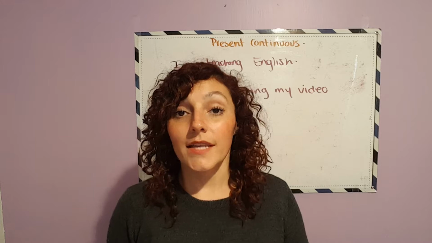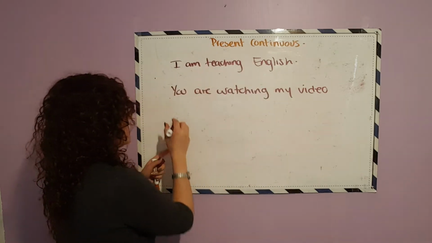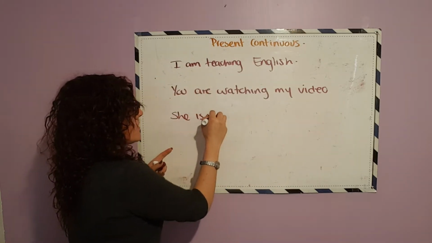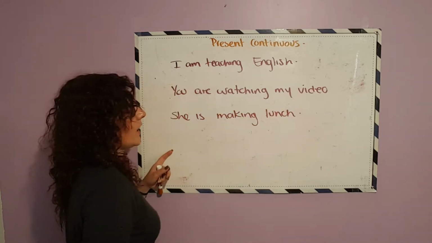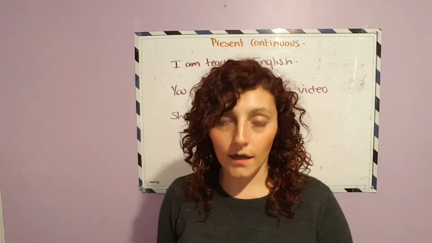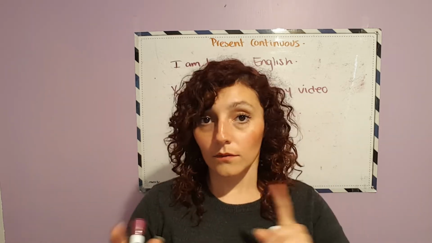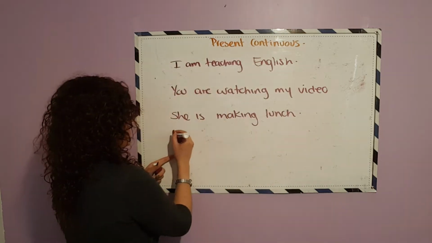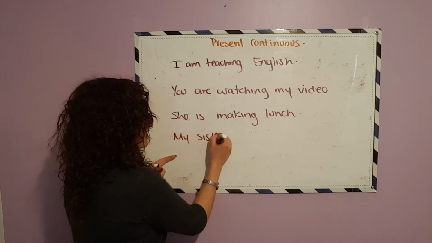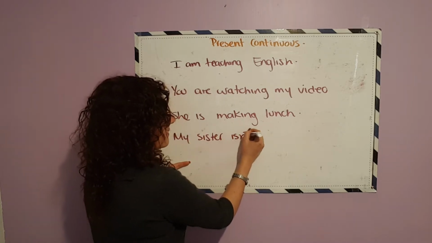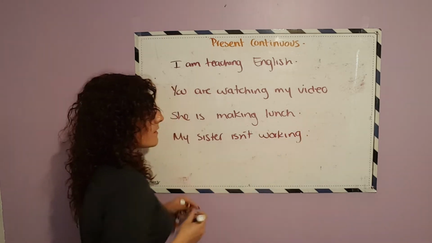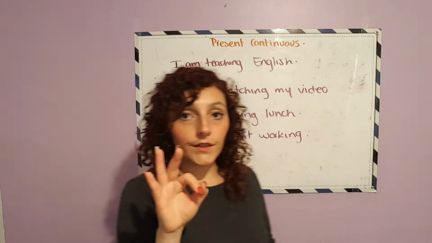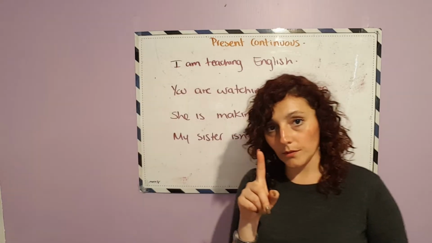And my mother is in the kitchen. At this moment, she's making lunch, okay? She's making lunch, okay? Let's use a negative example. At this moment, my sister is not working, okay? So, my sister isn't or is not working, right? As you can see, I have 3 affirmative examples and 1 negative example, right?